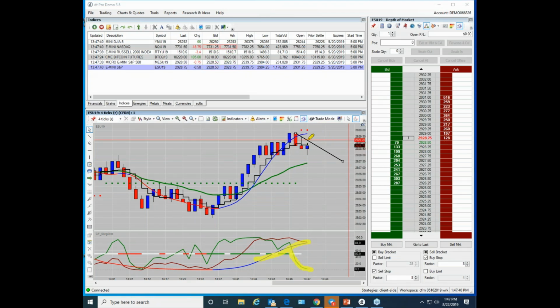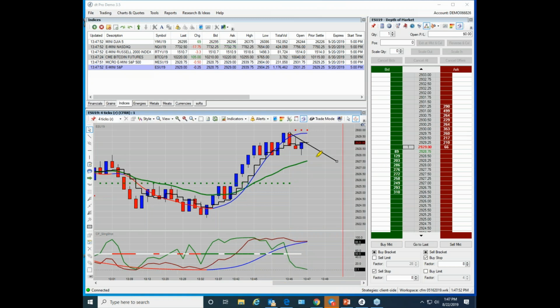If we get a close above that trend line, we will get long, because we have the divergence. All the rules apply right now. So we are just in waiting mode. That is not a close above the trend line, so we're waiting for it.